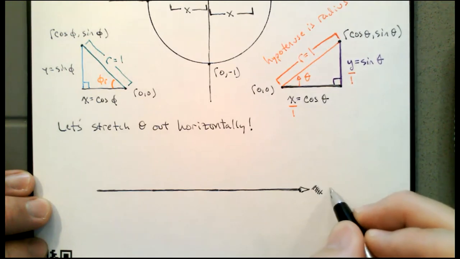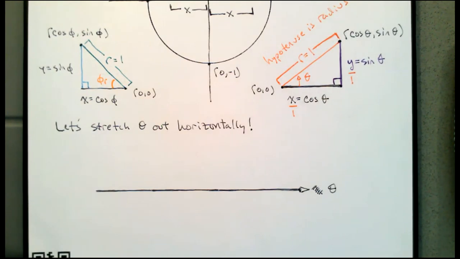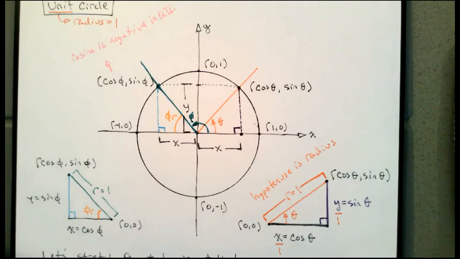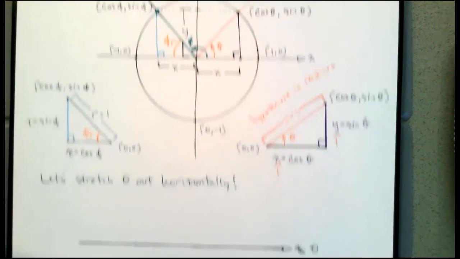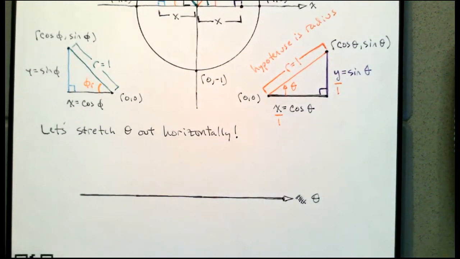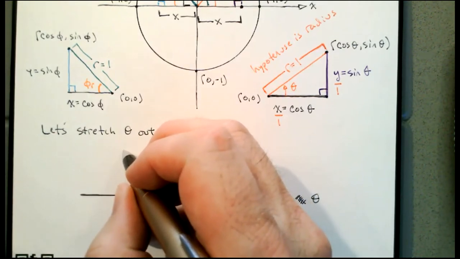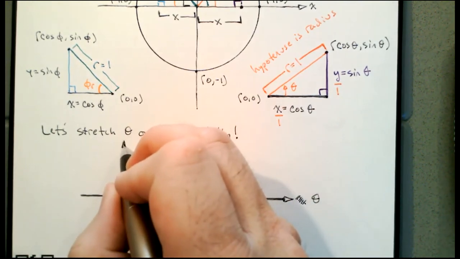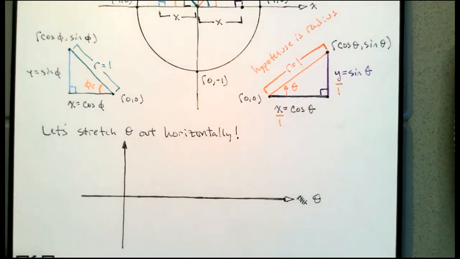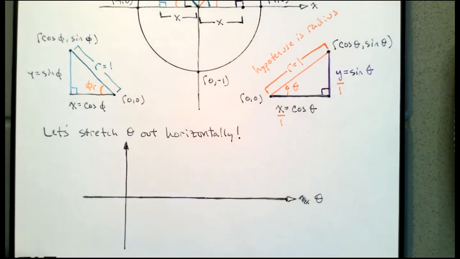Not x, it's going to be theta. So instead of imagining a point on a wheel that just goes round and round, imagine a point on a wheel as the wheel rolls down the road. Instead of theta just measuring this out here, imagine theta stretching out horizontally. I'm going to place a vertical axis, and up is going to be positive. Let's stretch theta out horizontally and plot values of sine.